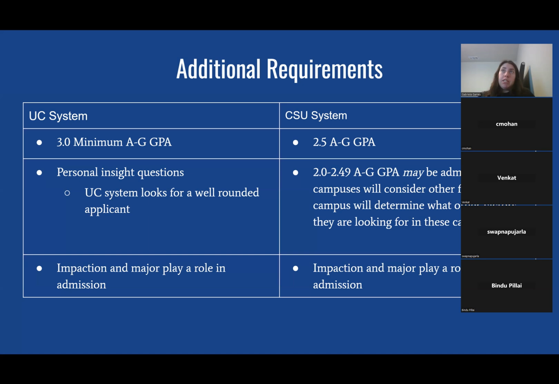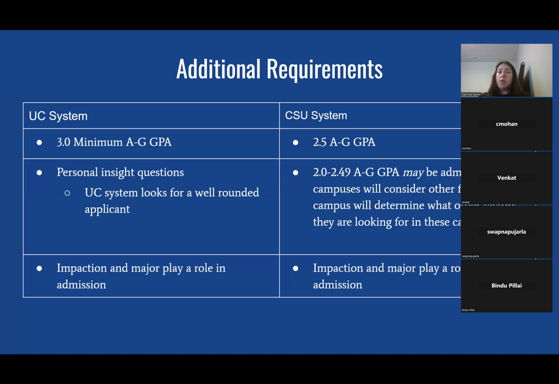If the campus that you are going to has the major that you want, but the major is impacted, there's a lower chance that you might get in based off of that major. The CSU system is a 2.5 minimum GPA. However, we have seen students get in with a 2.0 to 2.49. Depending on the campus, it might be certain campuses, it might be certain majors. Campuses look at all of that stuff. We don't necessarily know exactly what they want.